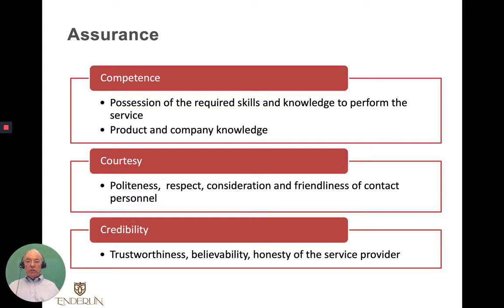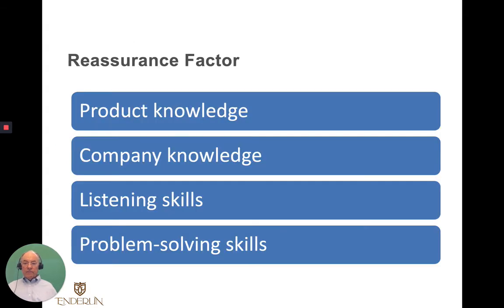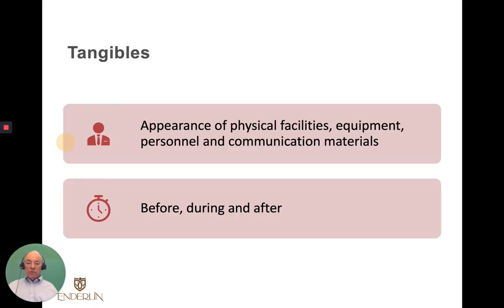That's the assurance dimension. Another factor in the assurance dimension is the reassurance factor. The reassurance factor is product knowledge, company knowledge, listening skills, problem-solving skills, all things that we need to train and teach employees. We'll get more into that when we get into Gap 3, but we're talking here about the measurement of it. Those are the things that you need to be reassured on when something doesn't necessarily go the way it is supposed to.